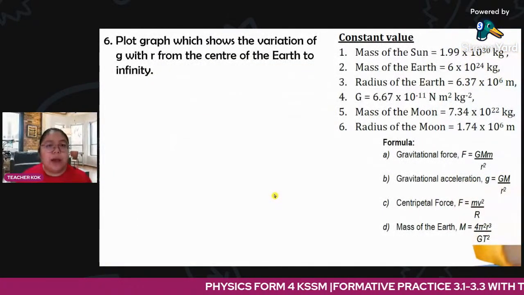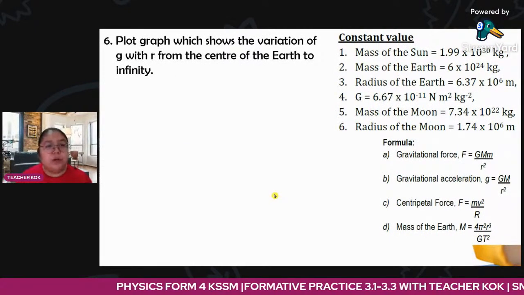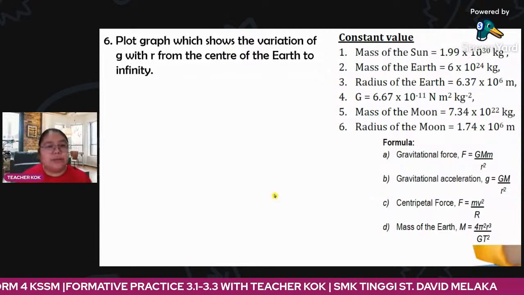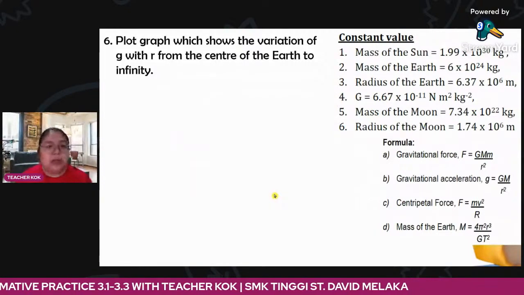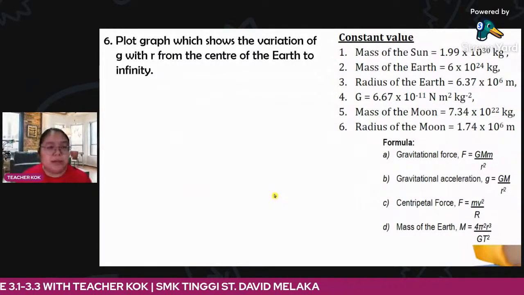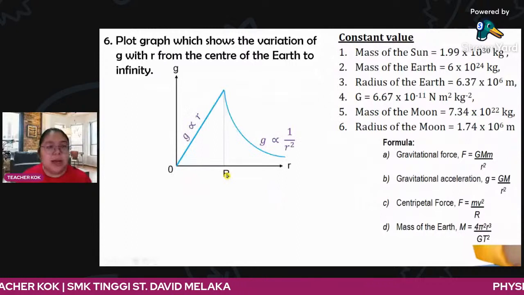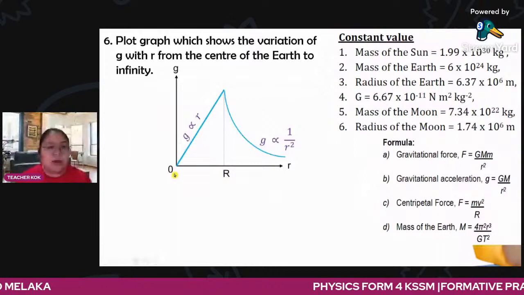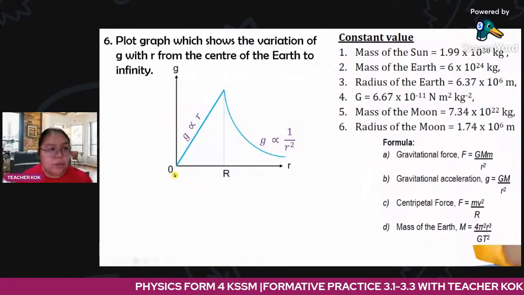Okay, number 5, plot the graph. I think everybody knows this one. We plot the graph of G against R from the center of the Earth to infinity. So suppose the graph looks like this. Inside the Earth, the graph is a straight line. After the surface of the Earth, you find they are inversely proportional.